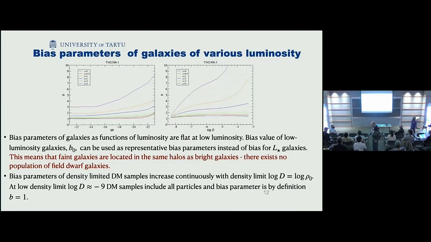Actually, here we consider the whole simulation box as a unit. We don't discuss different voids, different regions. Yeah, it's a different topic. Yeah, it's a whole box.